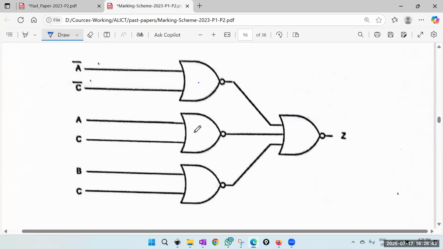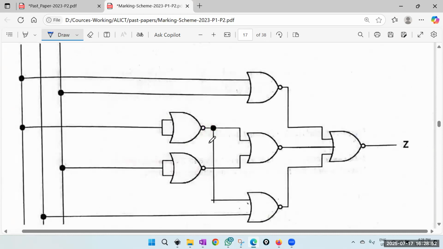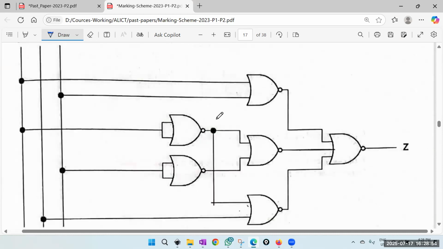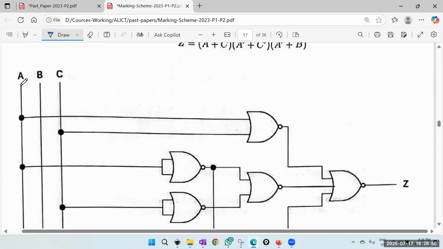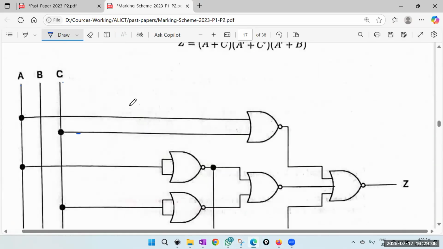Right, you can see three inputs, no gates. This is for the first answer. I did it for the second answer, right? Because I did the second answer. Okay. So this is A and C, A and C. Right. So that is A and C. Then I have the A bar and B, A bar and B.